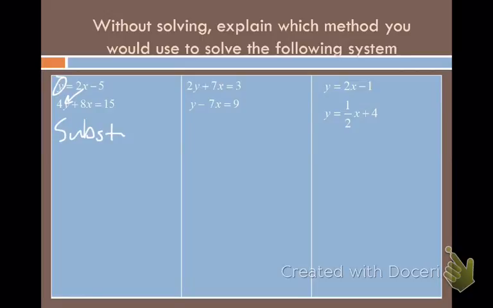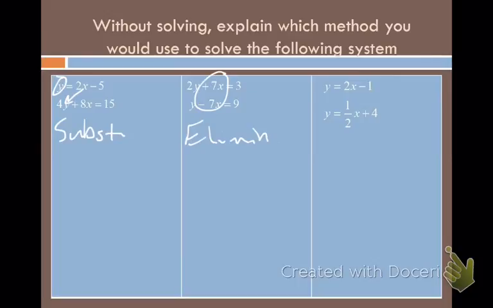The second one, elimination, would be probably the best method to use, because the x's are already opposites. So if you add the two equations together, they're going to eliminate, and we can go and solve for y and then substitute back in to find x.